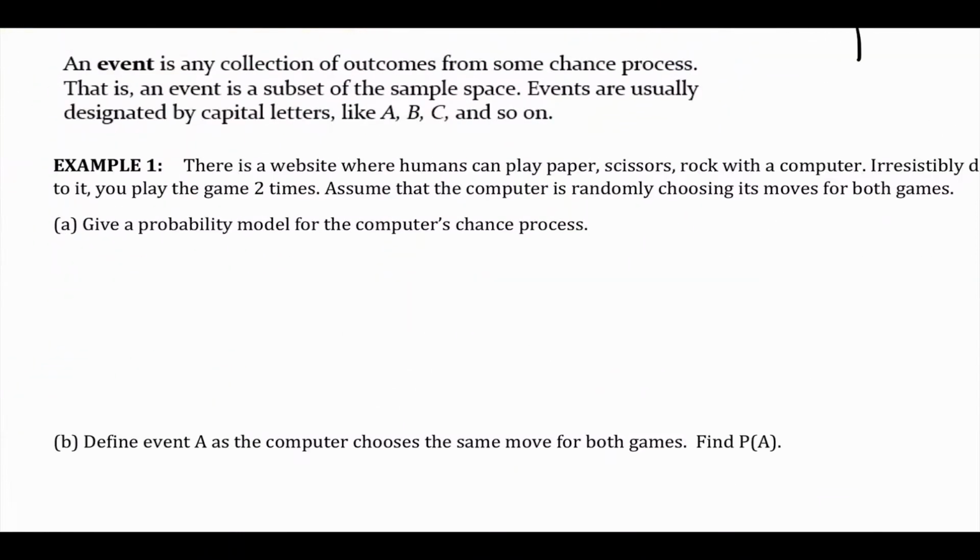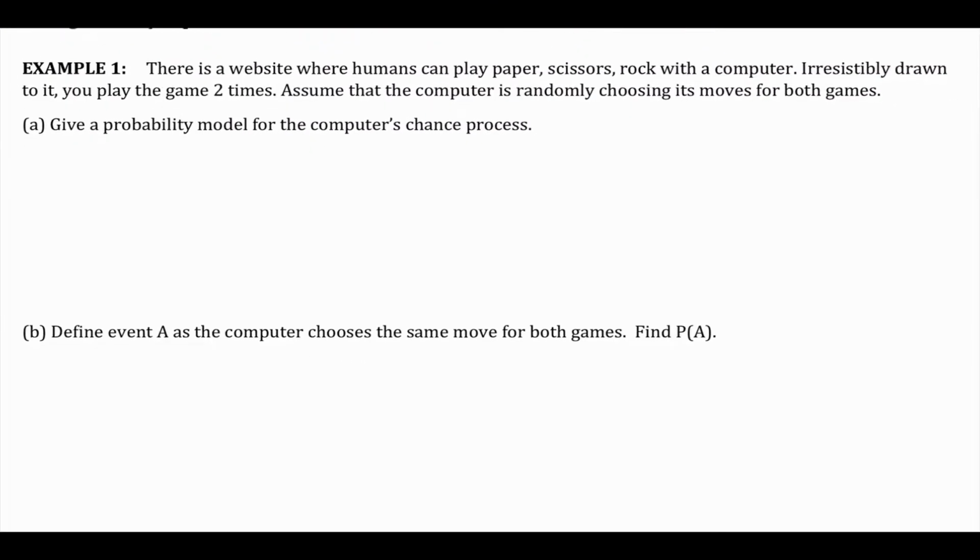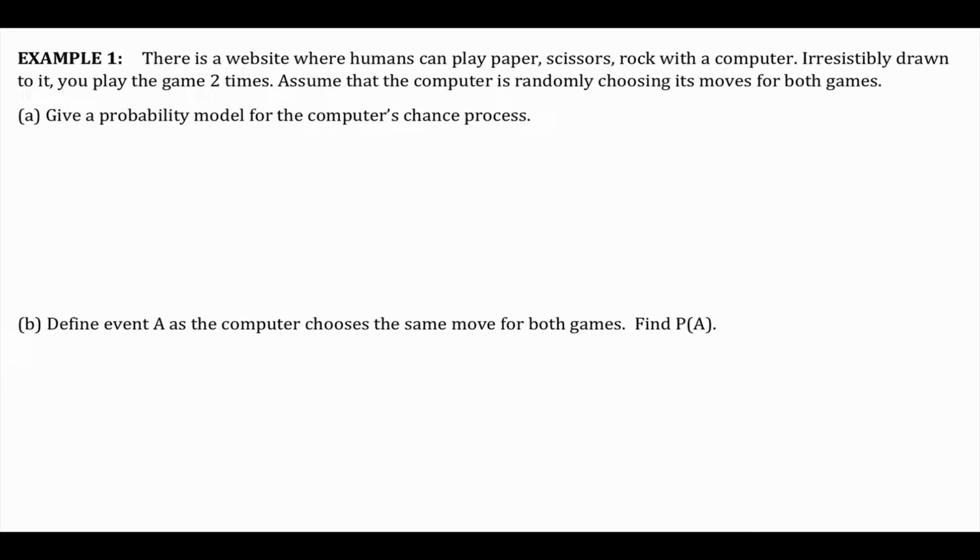Okay, all right, so here we go. Example number 1. There's a website where humans can play rock, paper, scissors with a computer. You play the game twice. Assume that the computer is randomly choosing its moves for both games.